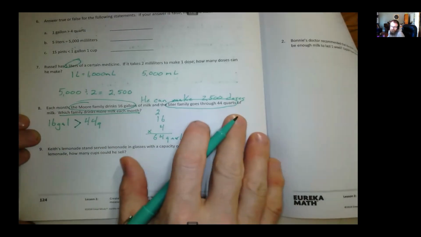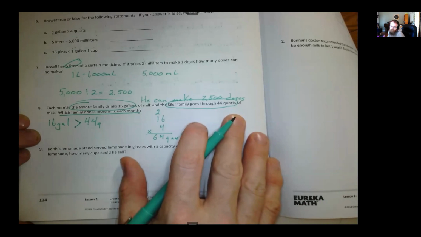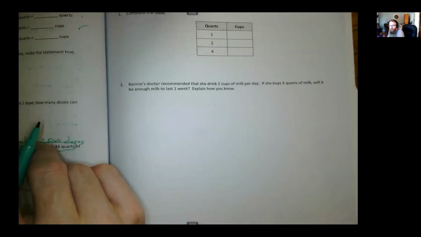Please finish the problem set and submit your answers in the problem set document. And then be sure to complete the exit ticket, which is only 2 questions, and submit your exit ticket with that document. Thanks for listening.